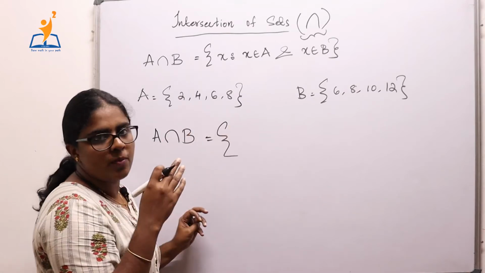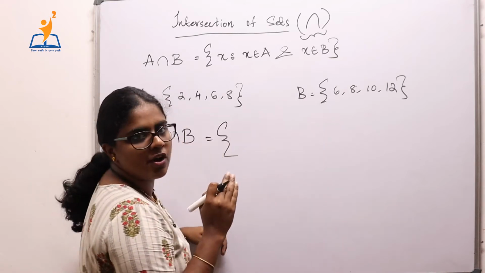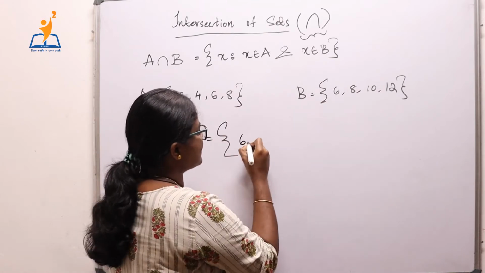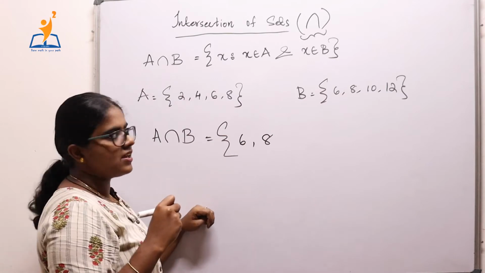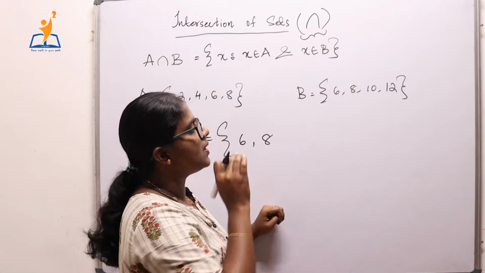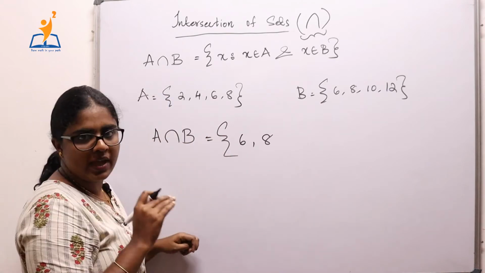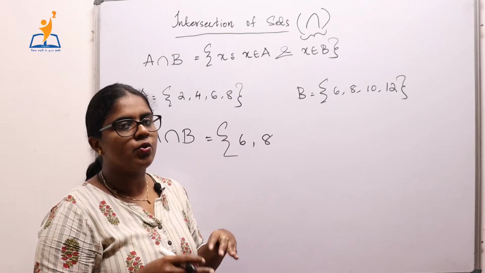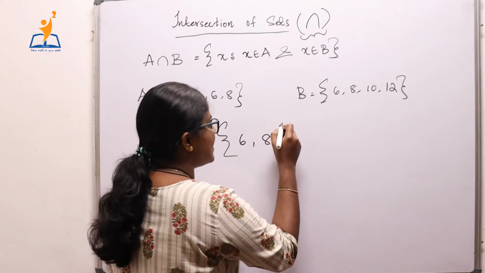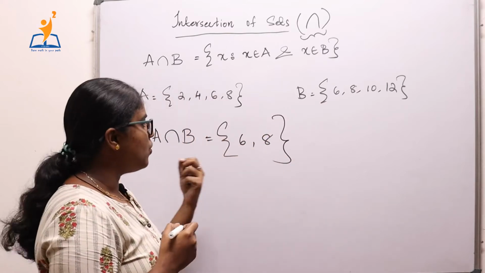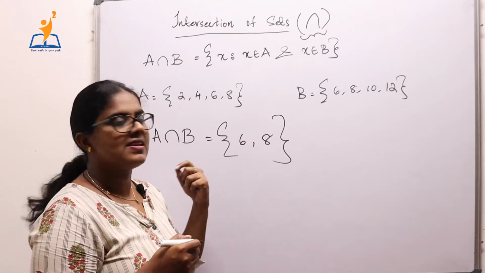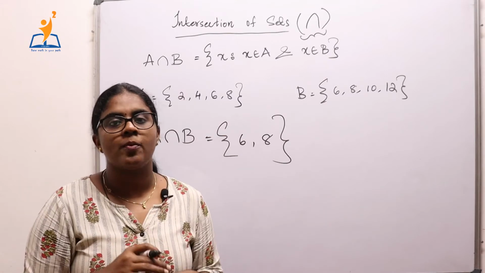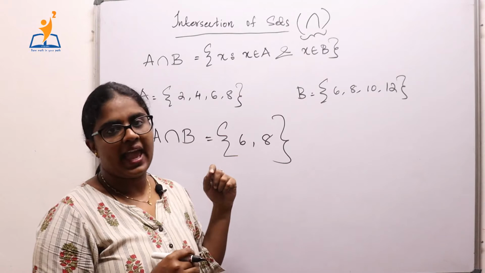2 and 4 are not common to A and B because 2 and 4 are here, but they are not present in B. But 6 and 8 are present here and here. So 6 and 8 will belong to A intersection B. What about 10 and 12? 10 and 12 belong to B only. They do not belong to A, which means they are not common to both A and B. So the only elements common to both A and B are 6 and 8. So A intersection B is nothing but 6, 8, the elements which were common to A and B.